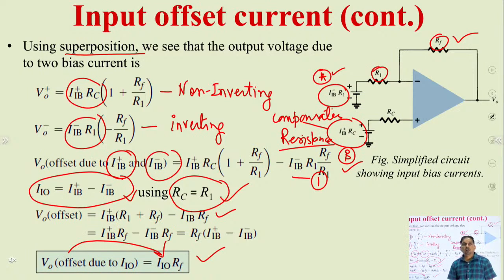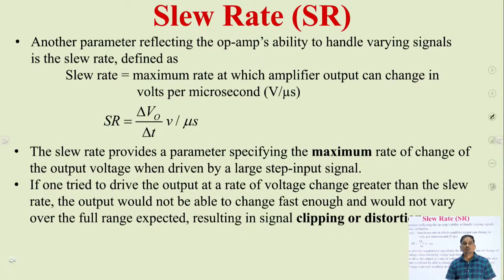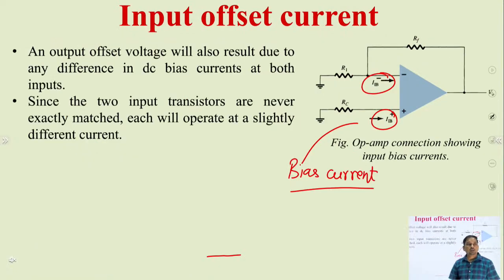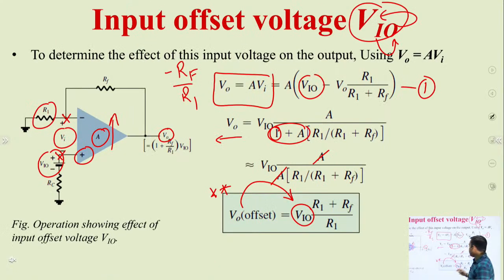If we utilize both expressions, this expression and the previous expression, the overall result we can write down is the addition of the output offset voltage due to the input offset current and that due to the input offset voltage. So we can calculate the overall output offset voltage due to both.